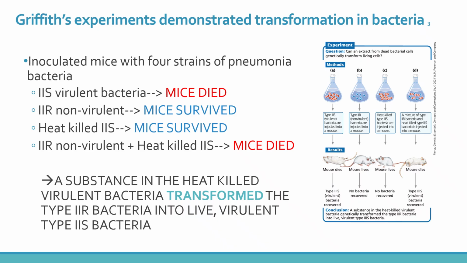So Griffith concluded that there was some sort of factor, some sort of transforming principle, that was transferred from those heat-killed strains to the non-virulent strain. So this meant that there was a factor separate from the living cell, or at least able to be separated from the living cell, that was transferred to another cell. So this is where we get the name transformation.